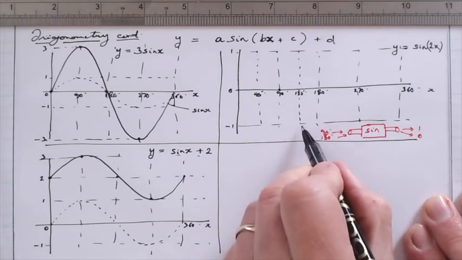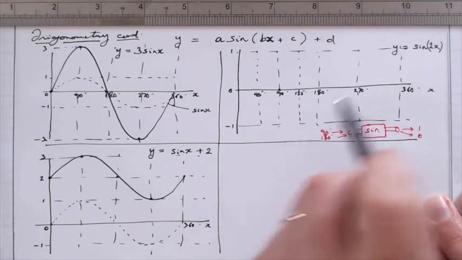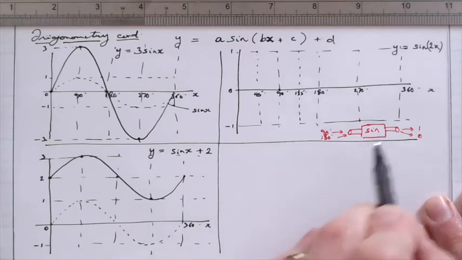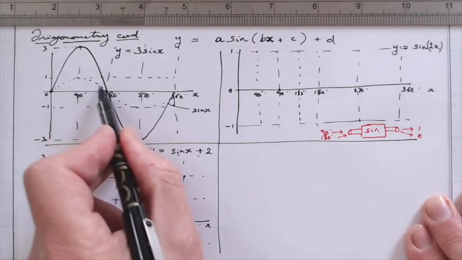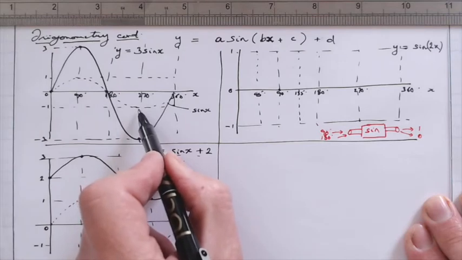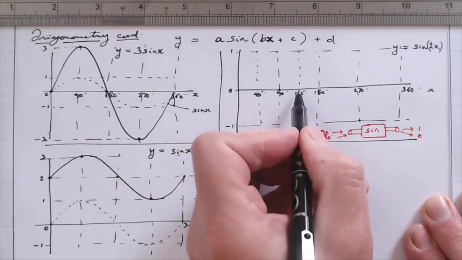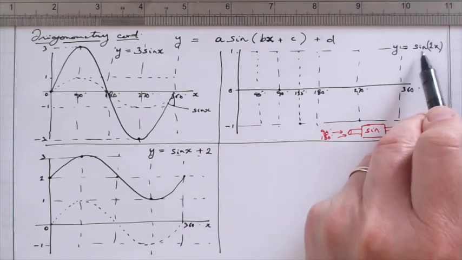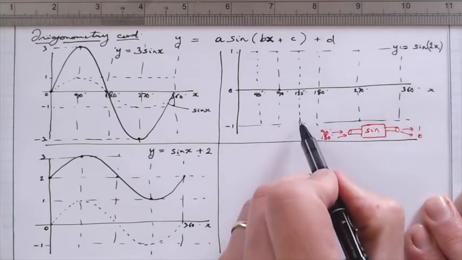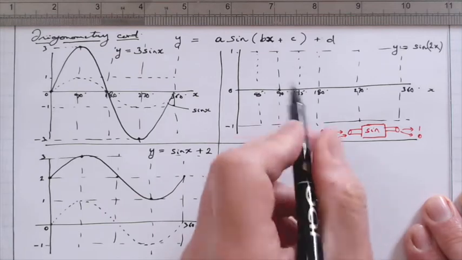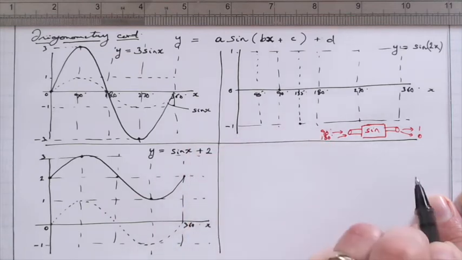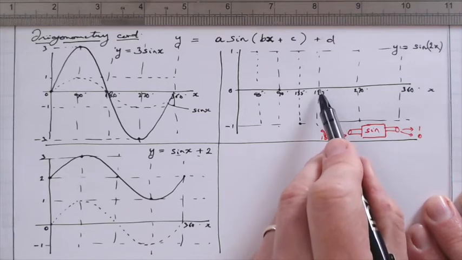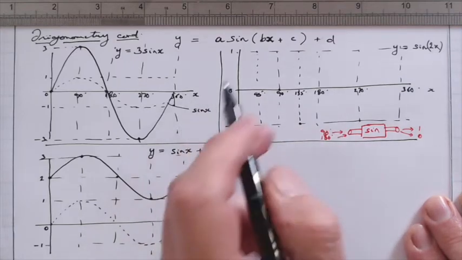135 degrees for x, if it's doubled, gives 270. We're feeding 270 into sine, and for sine 270, it will give you the value -1. So for x equal 135 degrees, for this function sine of 2x, it gets doubled to 270, fed to the machine, returns -1. And finally at 180, we double that to 360, sine of 360 is 0.